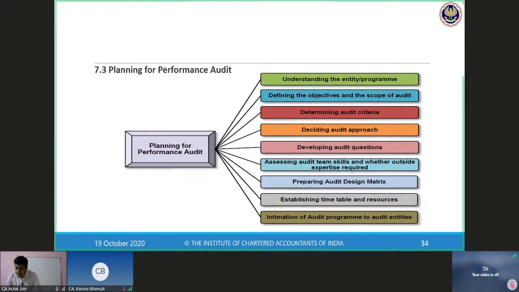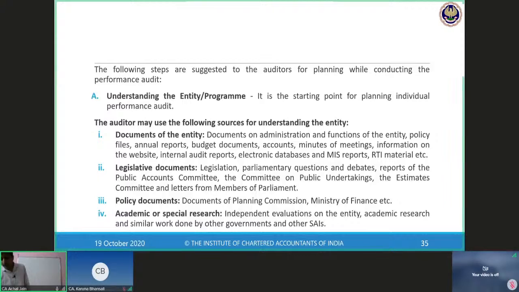Then he will be establishing the timetable and the resources, he will be preparing the audit design matrix, and he will also be intimating his audit program to the audit entities, so that he can then get started with all of these activities in relation to the audit. Okay.